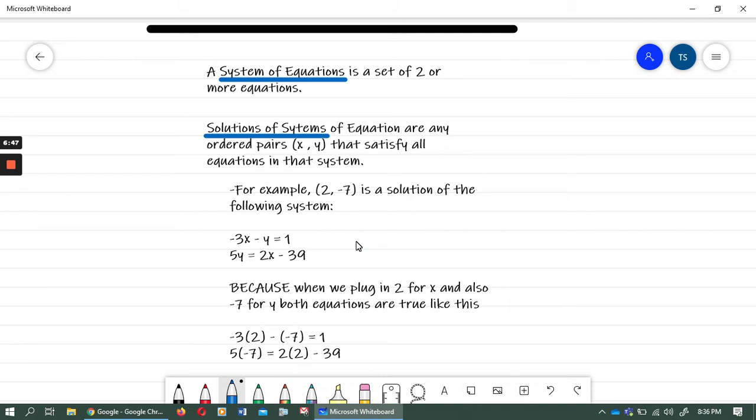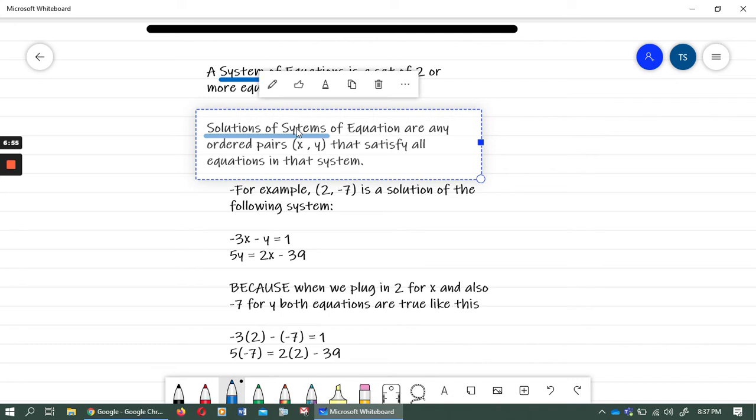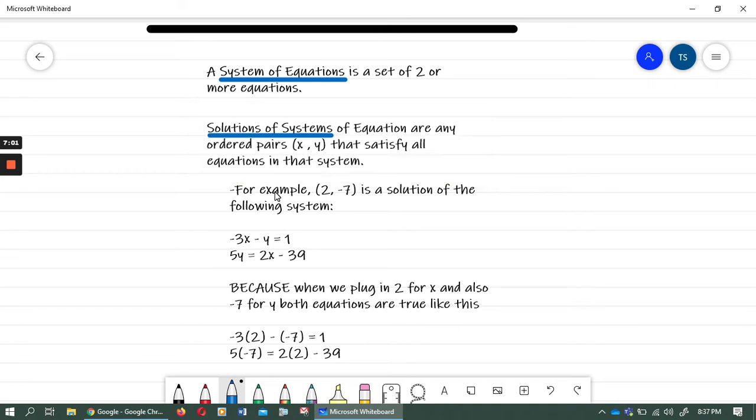So again, folks, a system of equations is a set of two or more equations. Solutions of a system. Ooh, why didn't y'all tell me I spelled that wrong? Give me a second. That doth look better. All right.